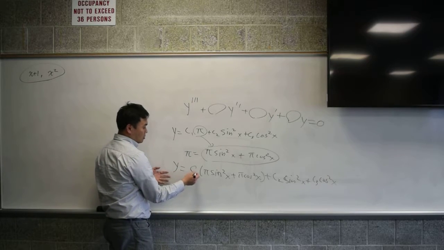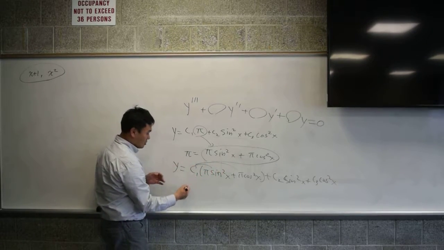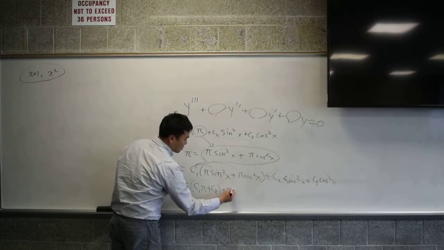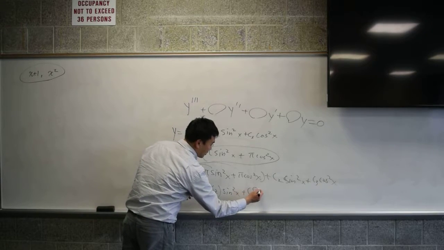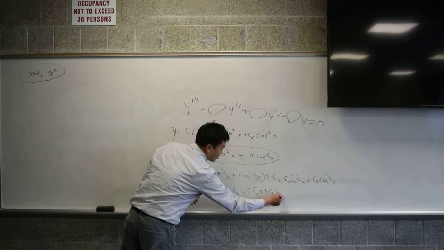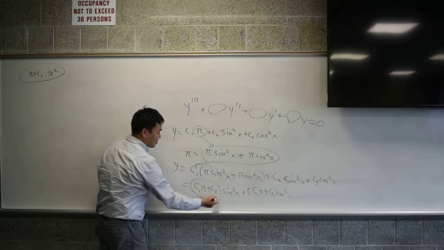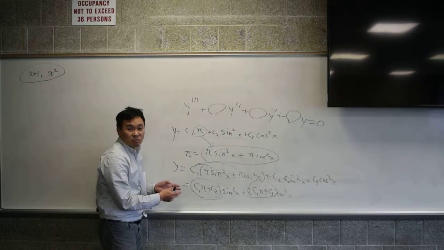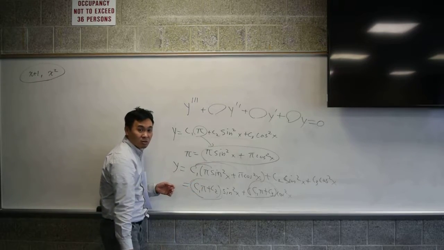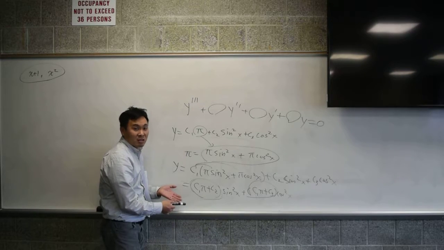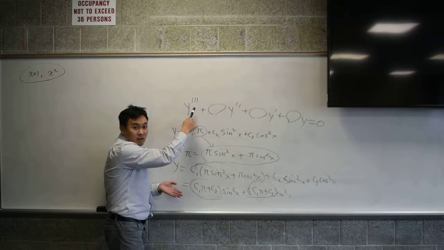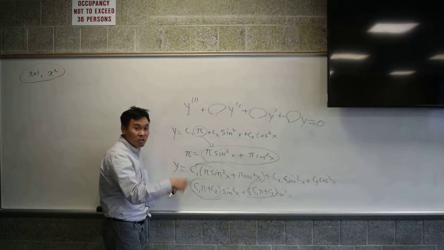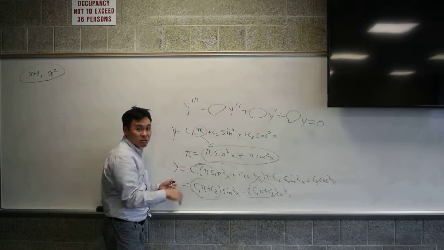I can now multiply this out and write it as c1 pi plus c2 sine squared of x, c1 pi plus c3 cosine squared of x, and then this is just some constant. So you really found 2 degrees of freedom here, c1 and c2. What does that mean? That means this is a third order.